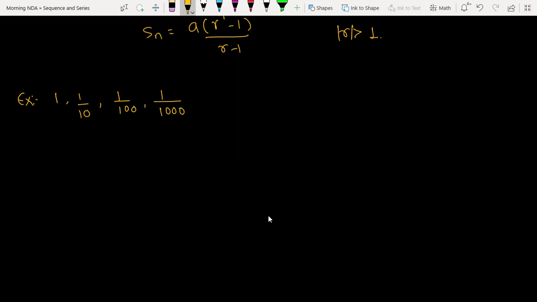Now this time, what is the sum of the given GP? Now this time if you see, what is the r value? What is the r value in this case? R is 1 by 10, which is less than 1. Is this okay? This r, which is nothing but 0.1, is less than 1, no? So whenever r is less than 1, your sum formula just changes by the sign.